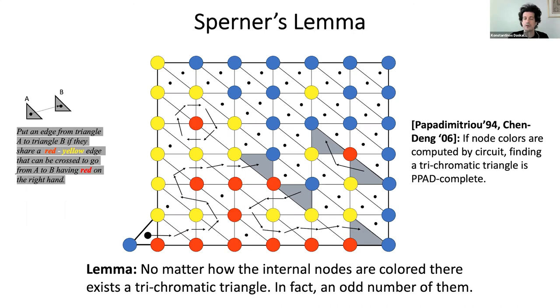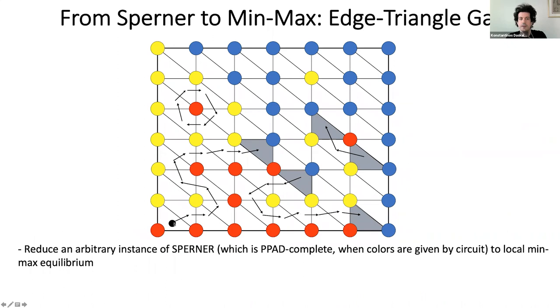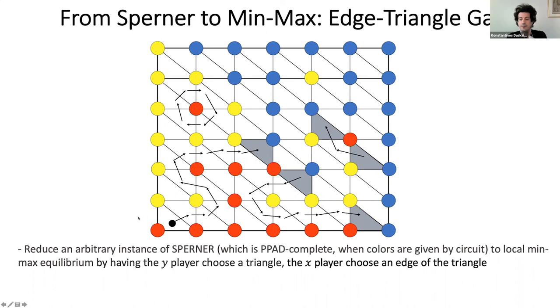So what we do is we start with an arbitrary instance of this Sperner problem. You're given a circuit that outputs the colors of any point you query. You want to find a trichromatic triangle. So we want to reduce that problem to min-max optimization for non-convex, non-concave objectives. So you define a game between two players. The maximizing player is choosing a triangle. The minimizing player is choosing an edge of that triangle.